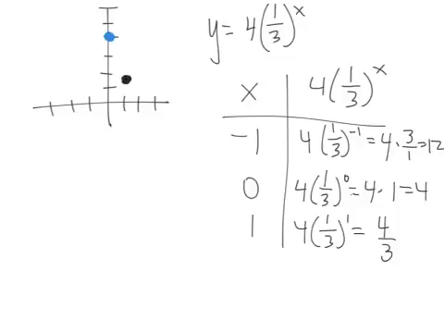Alright, so let's sketch a graph. Again, this is an exponential decay problem. As you can see, that base value is less than 1 but greater than 0. And again, now our end behavior to the right will approach 0 as x goes to infinity, and our end behavior to the left will go up to infinity.